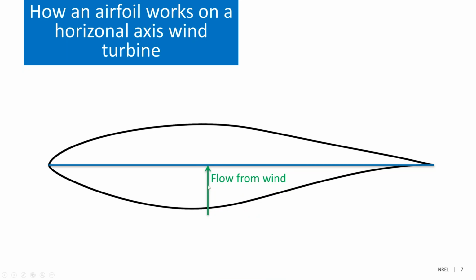So I've drawn the flow from the wind, but that's not the only flow that this airfoil sees. Because this airfoil is rotating, because the blades are spinning, it's also going to see a flow from rotation. And that's coming in from the front. And that flow matters as well.